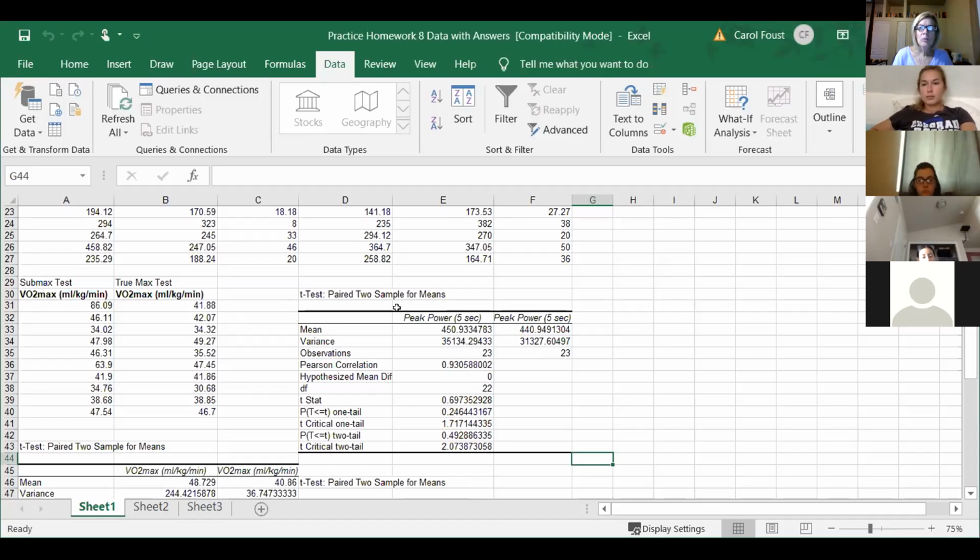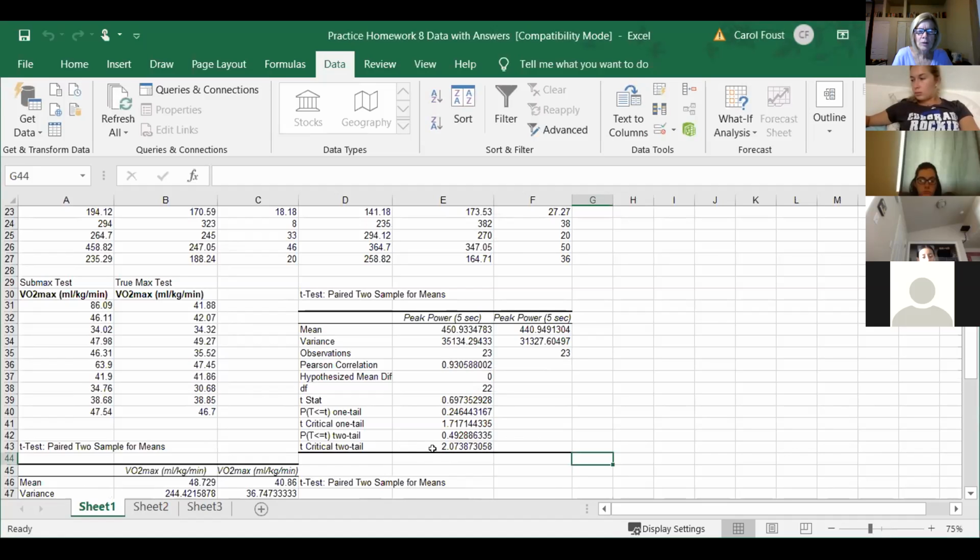Okay, so we had said we wanted to do a two-tailed test because we want to see if there's a difference on either side. Was there a major decrease or was there a major increase? Remember, we don't want to see a change if we want to say this is a reliable test. So we'd hop down to our two-tailed test. Our calculated t-stat is 0.69. Our critical two-tailed t is 2.07.